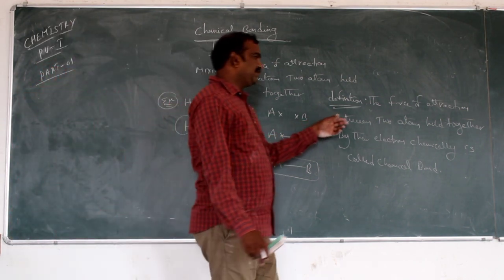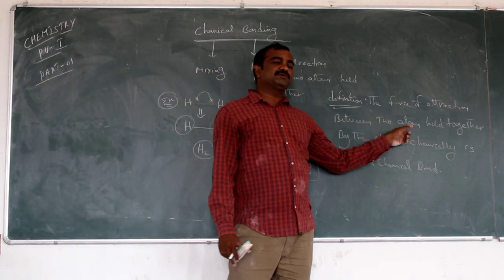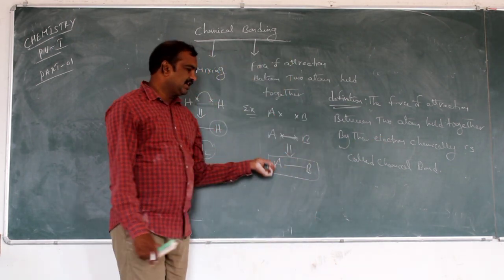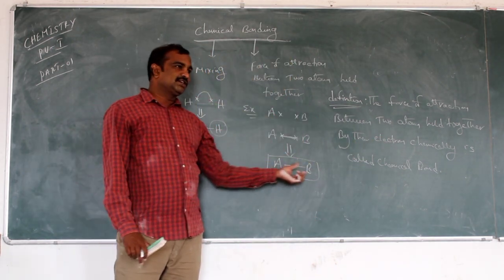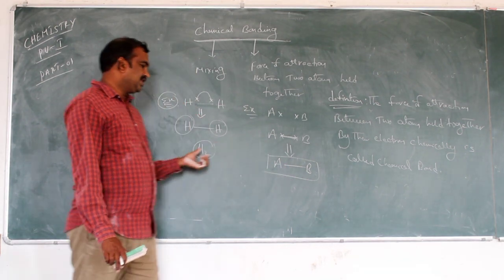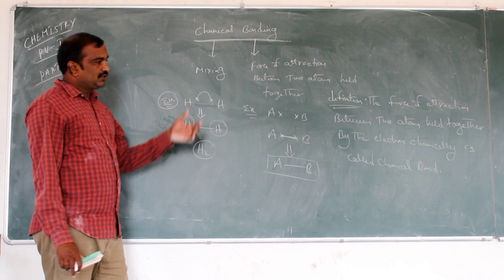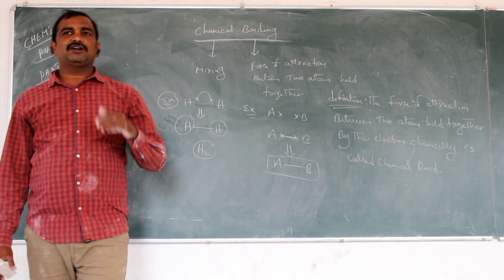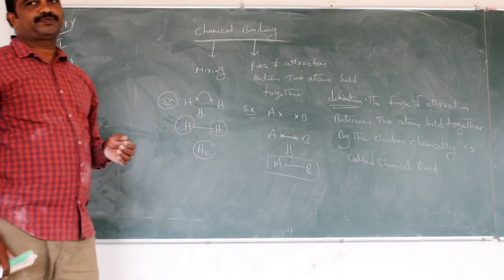See, the force of attraction between the two atoms. The atoms may be the same or different. Look at A and B. These are different, A is different, B is different. Here, both are the same. So the bond between two atoms may be between the same atoms or different atoms.